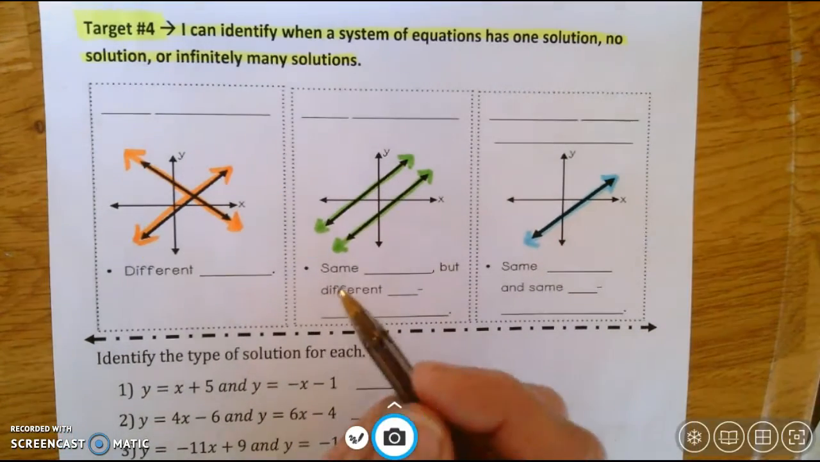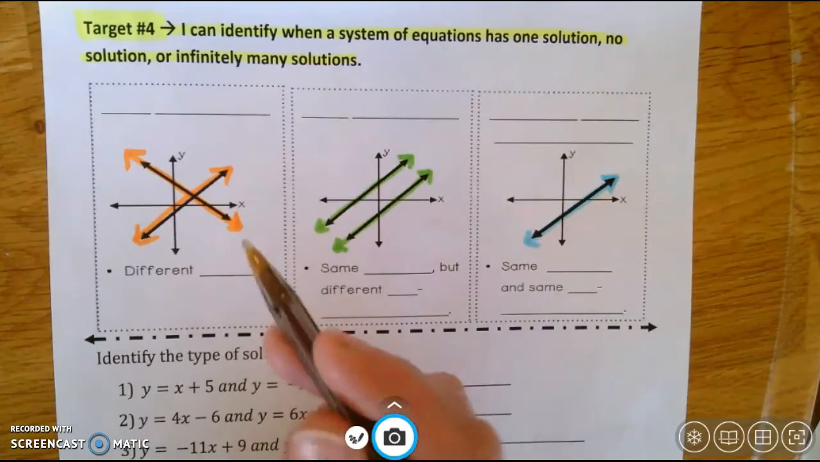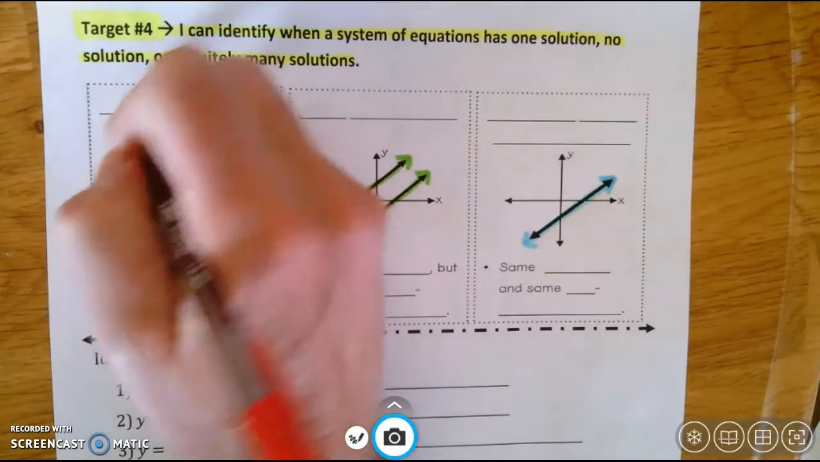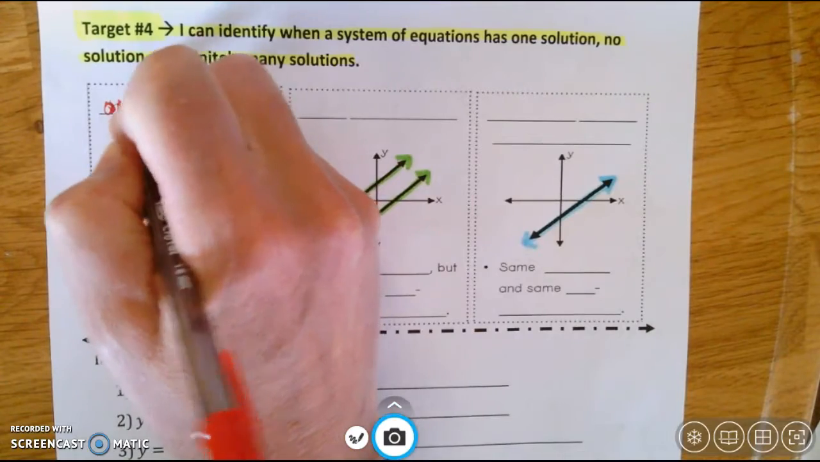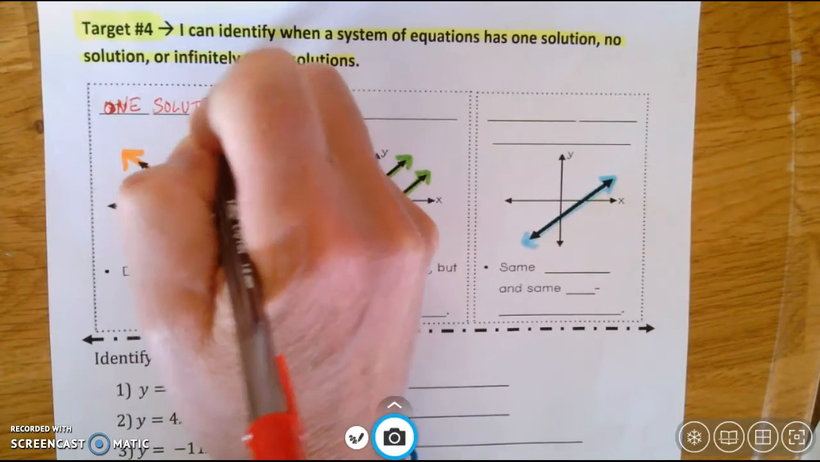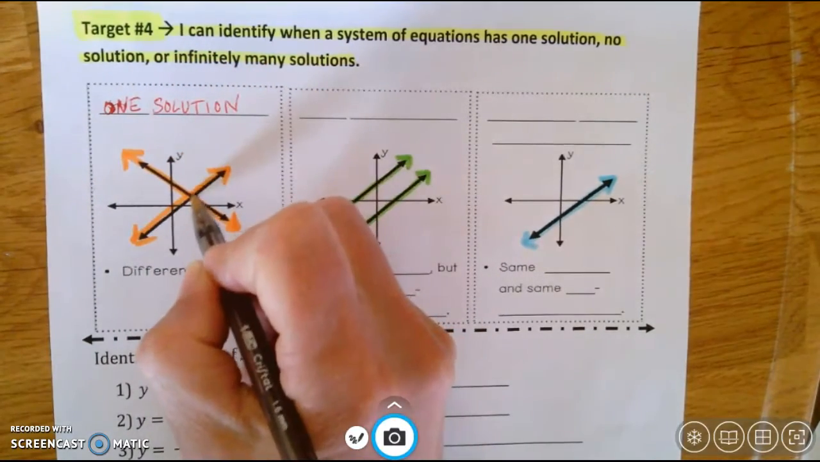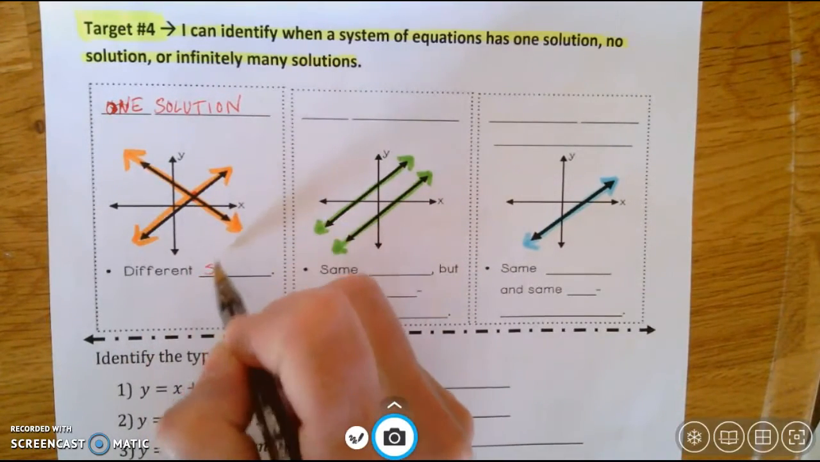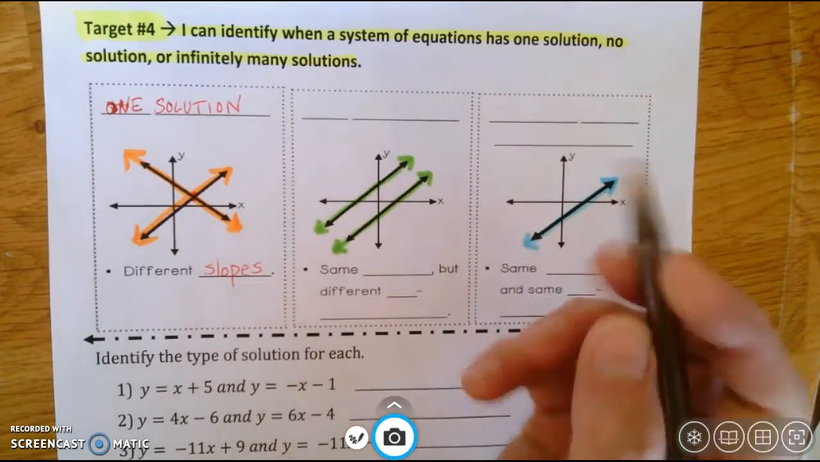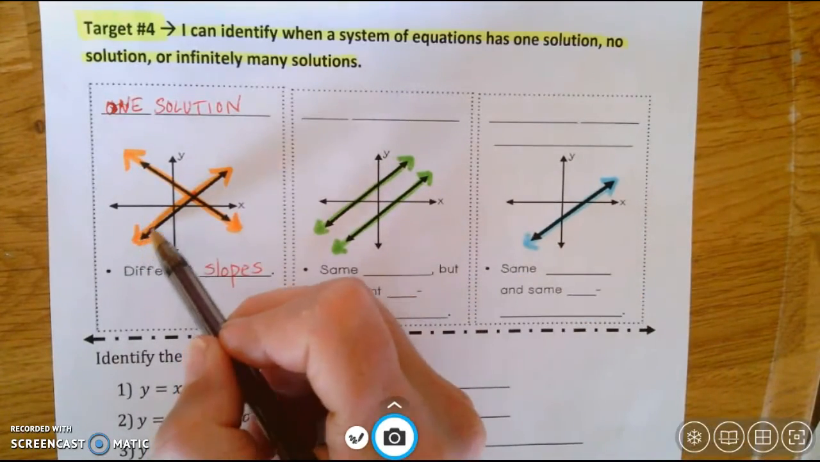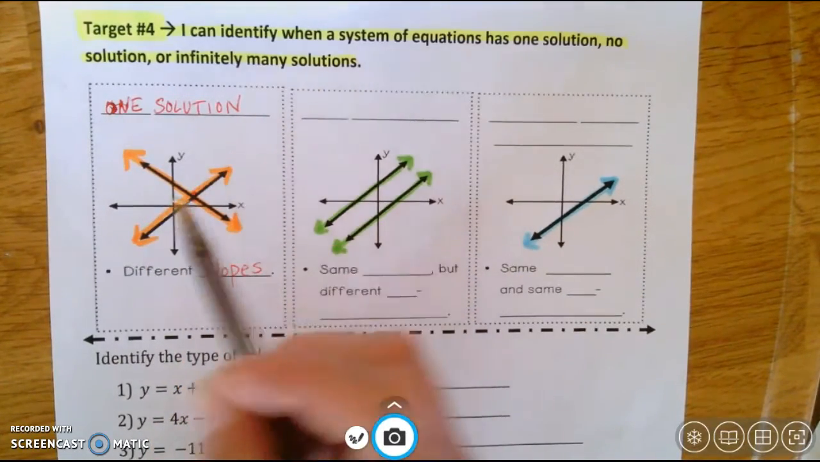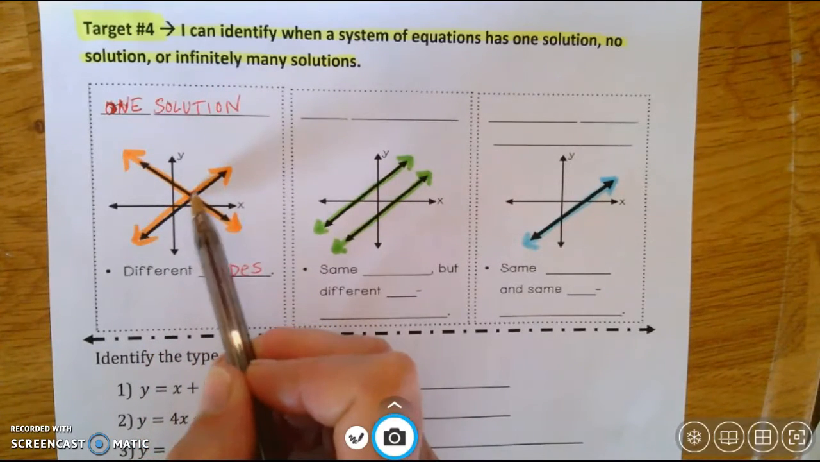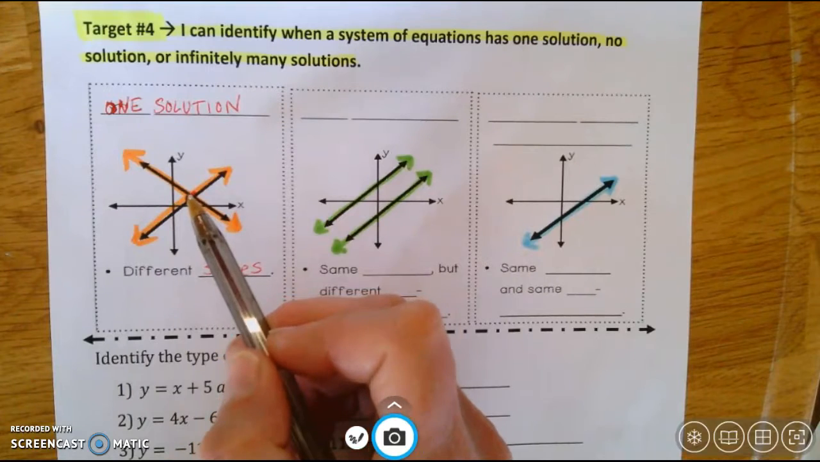So the first one is similar to what we have been practicing. All last week, target number 3 was that you could solve a system graphically. And this is what happens when the 2 lines obviously cross each other at that one point of intersection. The reason they cross each other is because the equations have different slopes. This slope is obviously going uphill, so it's positive. This slope is obviously downhill, so it's negative. And what that means is they will always cross each other at one location.